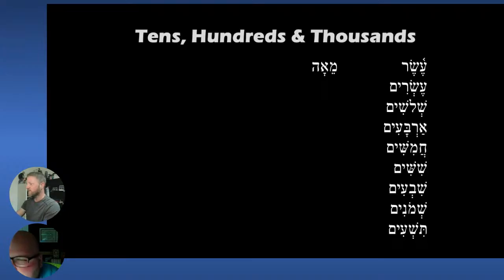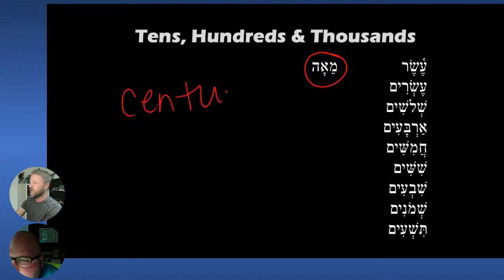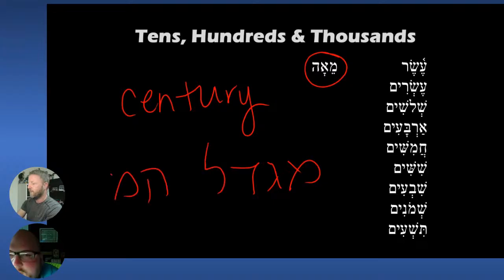Me'ah is 100. It's also Me'ah Shanim, 100 years, which is a century. So Me'ah can also be a century, 100 years. So there is a building in Tel Aviv called the Migdal HaMe'ah.